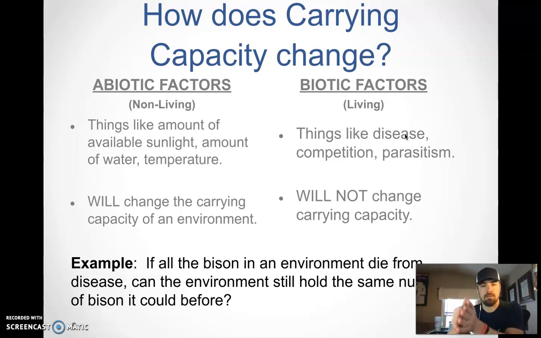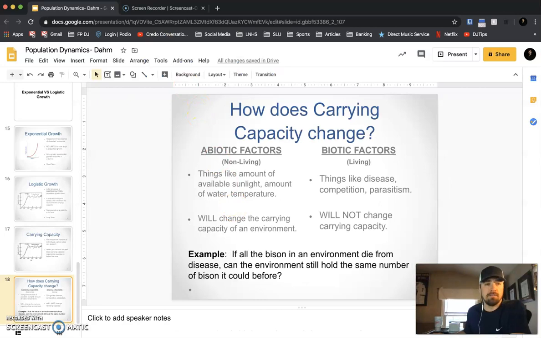Abiotic factors will. Okay? So in this week, what you're really going to look at is relationships between organisms and how those relationships affect the populations of these organisms.